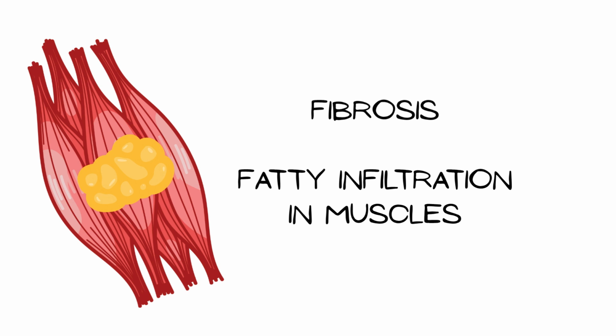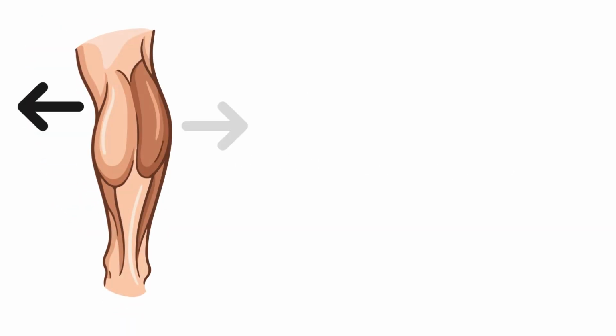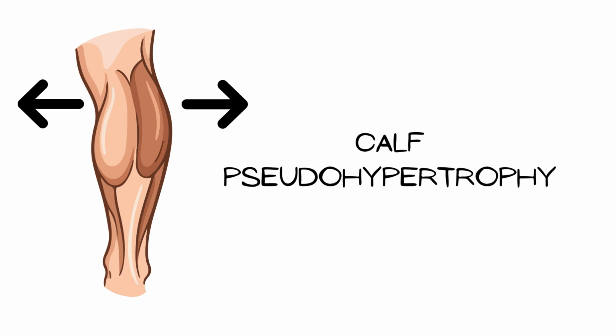And this will lead to fibrosis and fatty infiltration in muscles. These patients often have calf pseudohypertrophy, meaning the calf muscles will look very big in them, but actually it is not due to hypertrophy of the muscle, but rather it is due to fatty infiltration which is happening in these muscles.